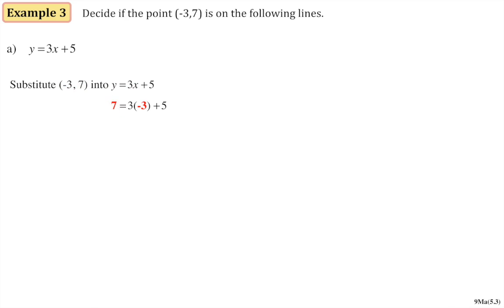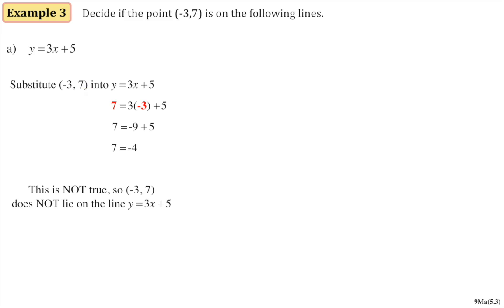So 7 equals 3 times minus 3 plus 5. 7 equals 3 times minus 3 is minus 9. Now on this right side, negative 9 plus 5 is minus 4. And that's what I end up with. 7 equals minus 4. That's nonsense. That makes no sense at all. Because that's not true, minus 3 comma 7 can't be on the line.